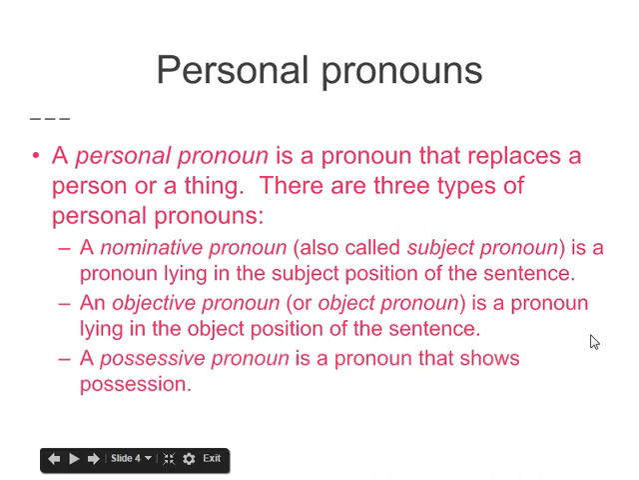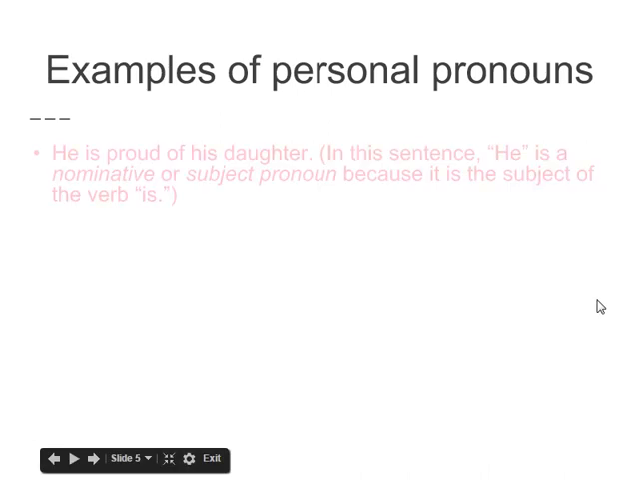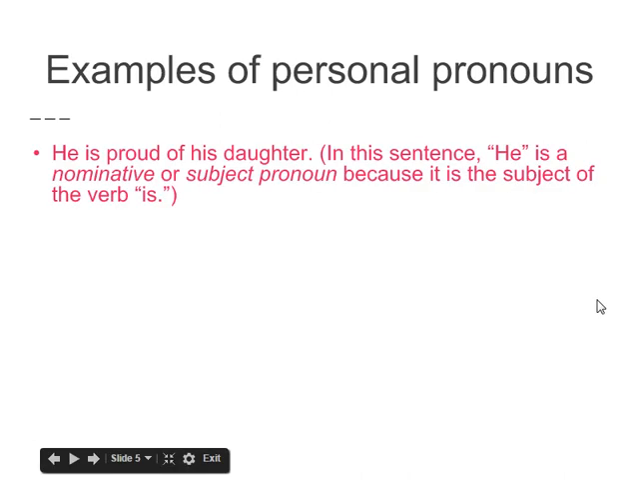Finally, we have possessive pronouns. A possessive pronoun is a pronoun that shows possession. All right, we'll see some examples of the 3 types of personal pronouns. He is proud of his daughter. In this sentence, he is a nominative or subject pronoun because it is the subject of the verb is, right? It is the pronoun that is controlling the verb is. It's the subject pronoun.